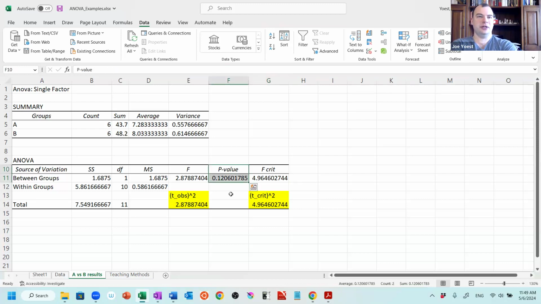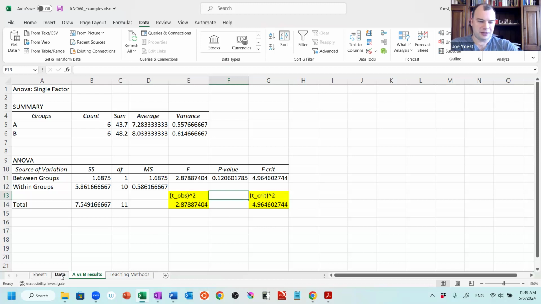We could alternatively look at our p-value. We get the same answer. We're testing against an alpha of 5%. Is the p-value less than 5%? Well, no, it's 12%. That's not less than 5%. So we would not reject the null in favor of the alternative.